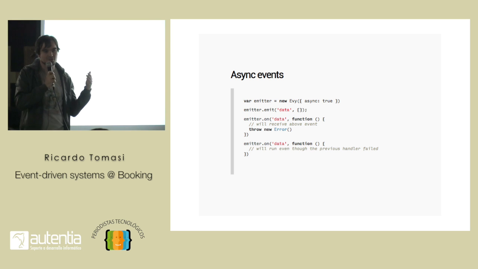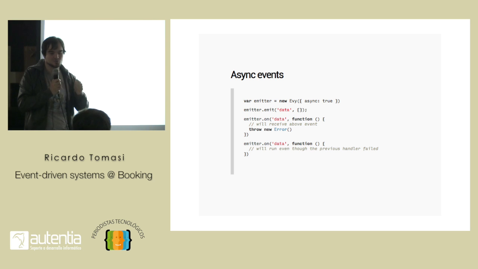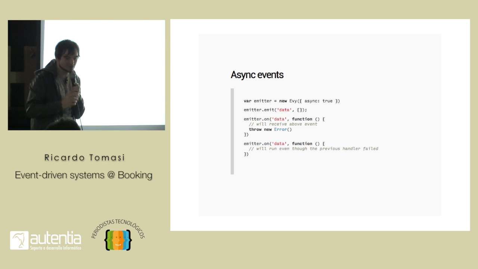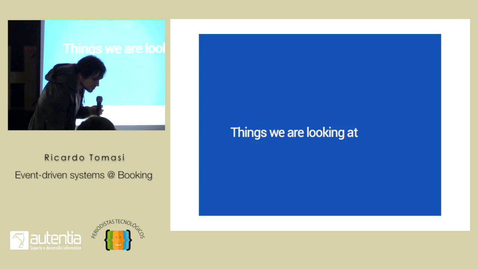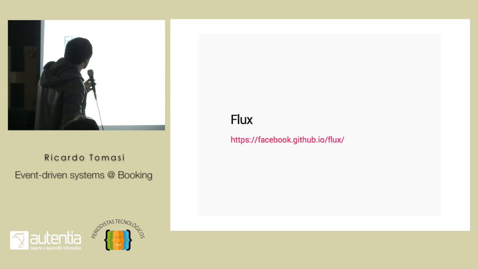If you have events, because you can plug stuff in and they are not dependent on each other, you can add debugging, you can add several features that you only want to happen on specific occasions, so you can plug that in, you can disable it, and it's like switching on and off. You don't need to change any other code. So the other thing we're looking at, Flux.